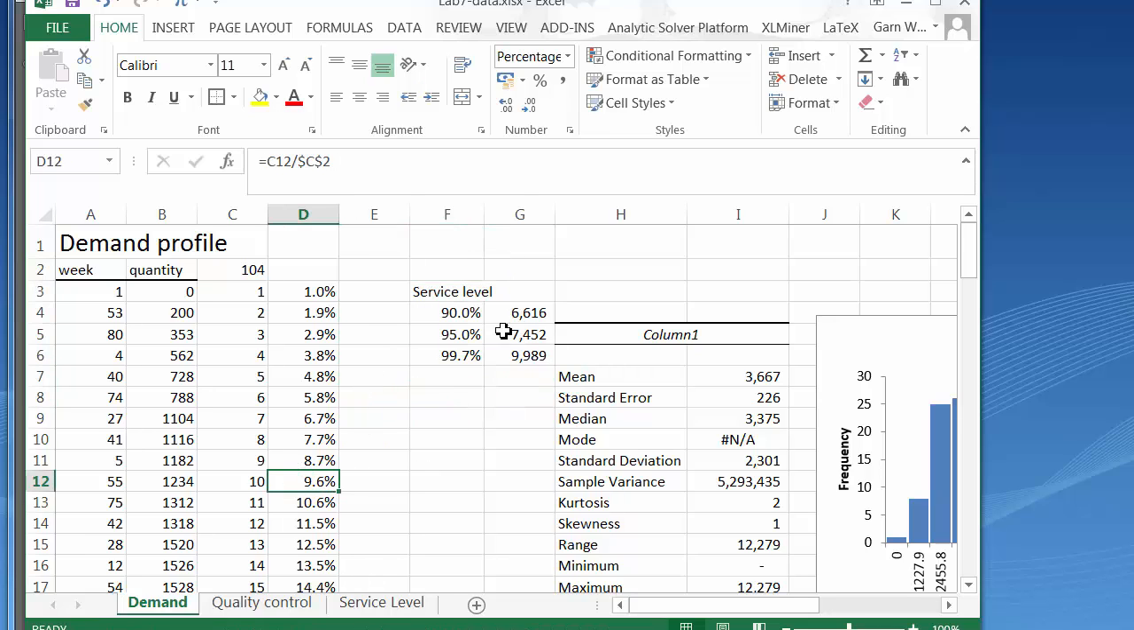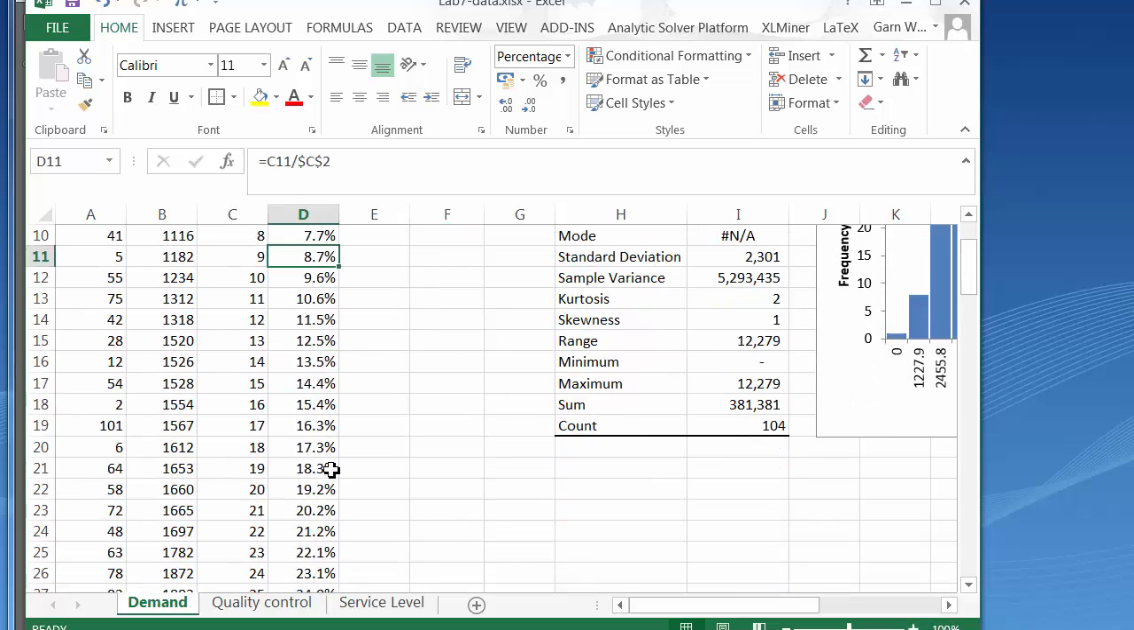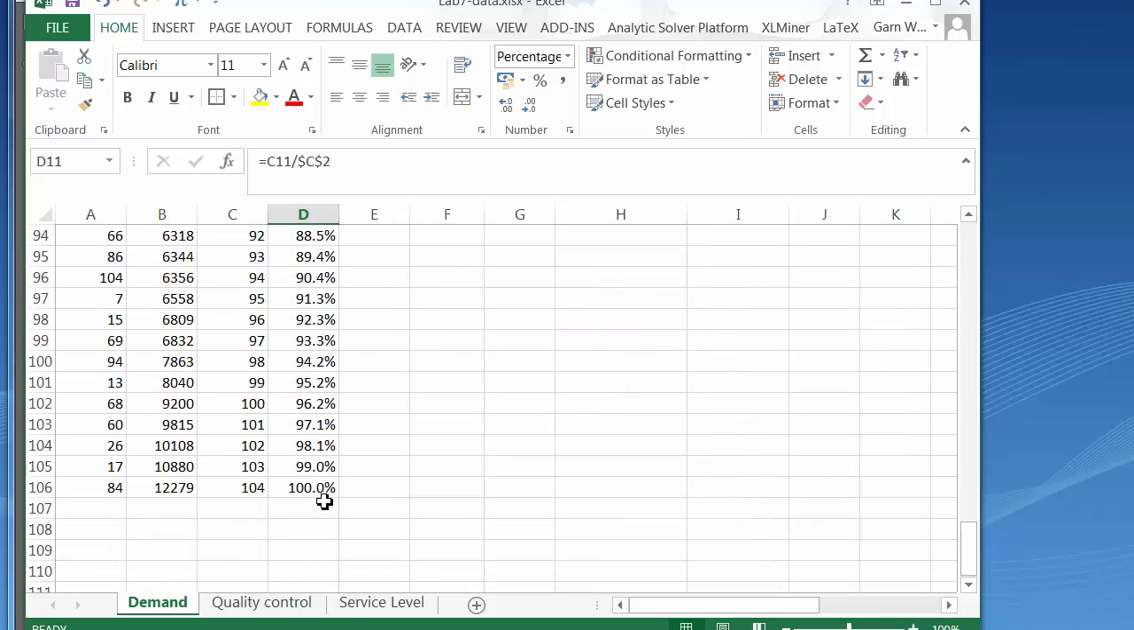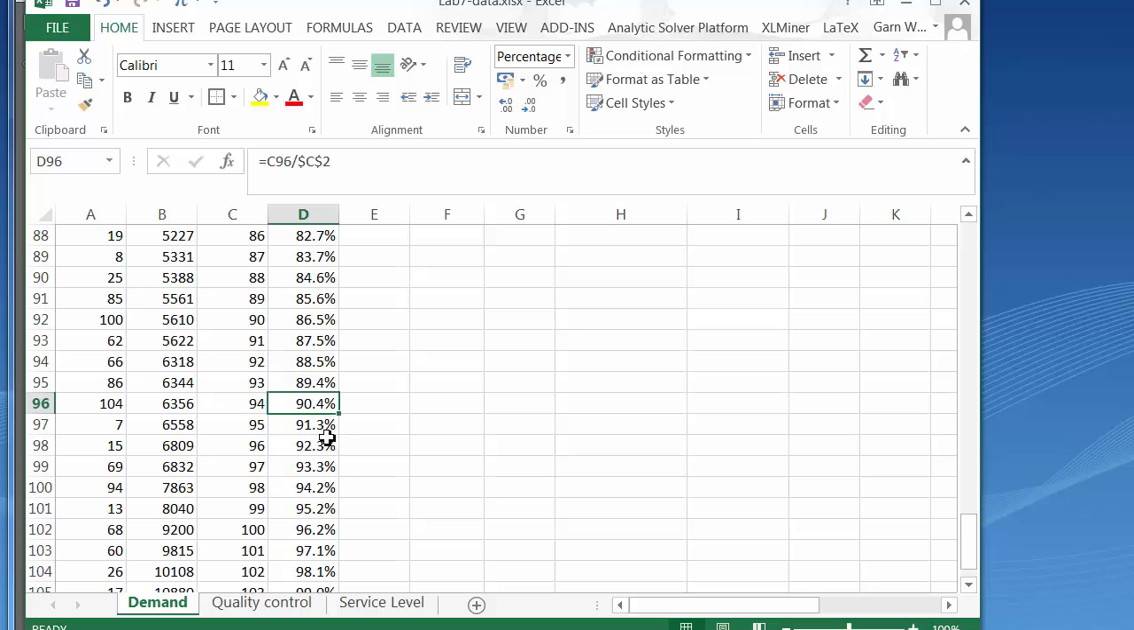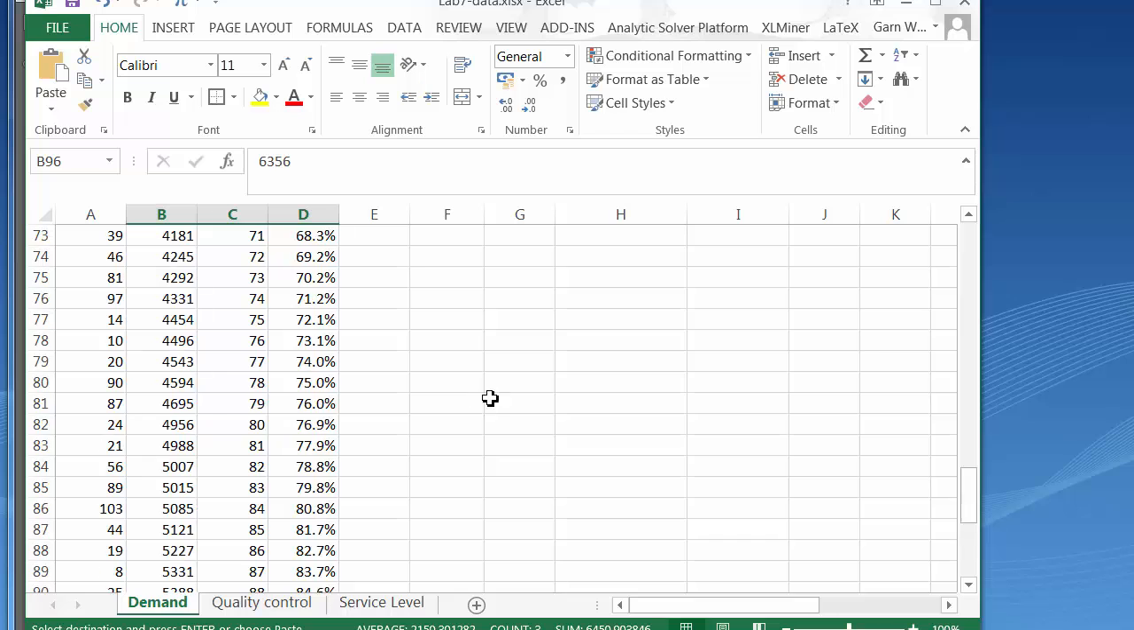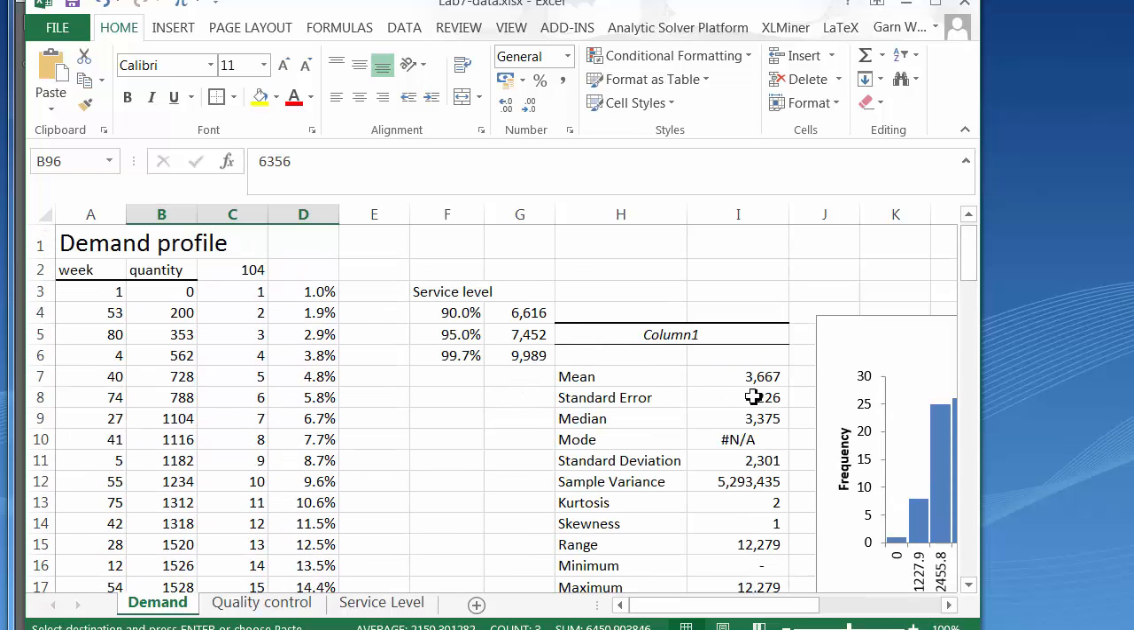And now we can go back to the service level and see where the real quantity for 90% is. So this is very close to 90%. 6,356 is the quantity which we actually need for a service level of 90.4%. Let's compare it to the normal distribution to see how far we are off.